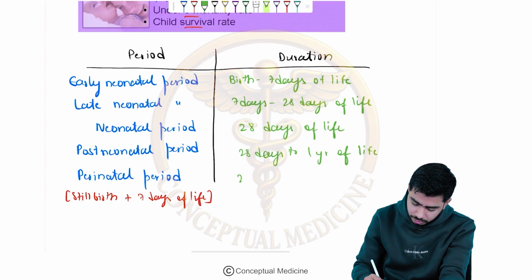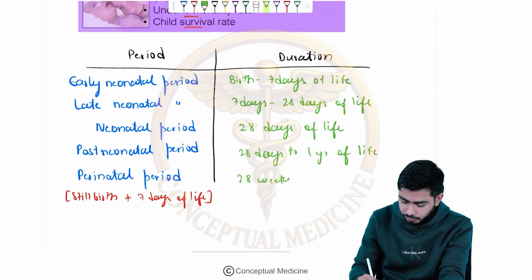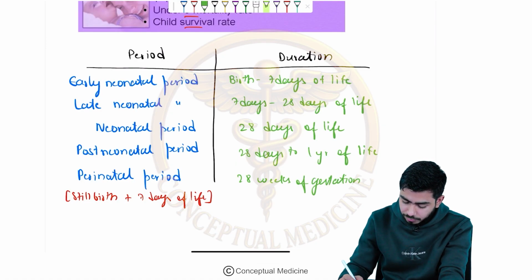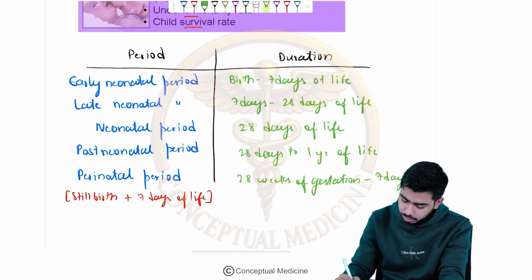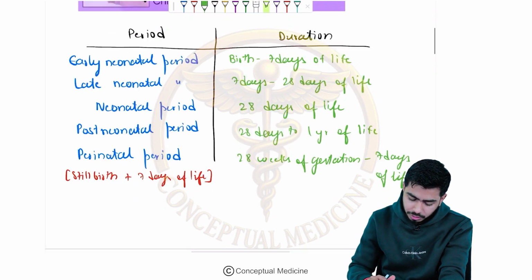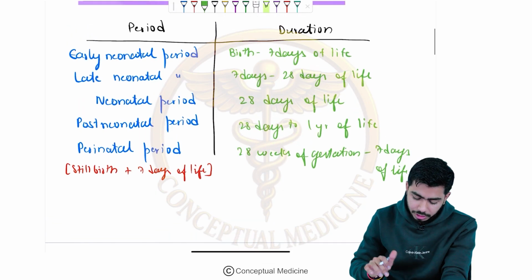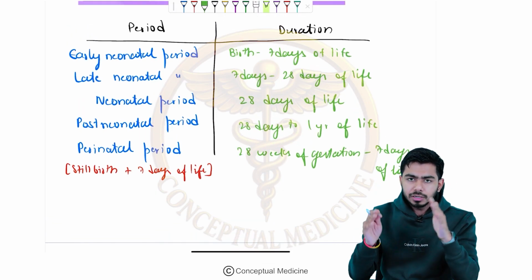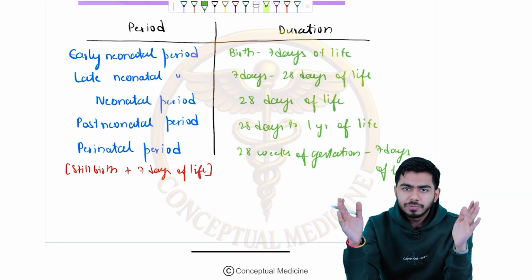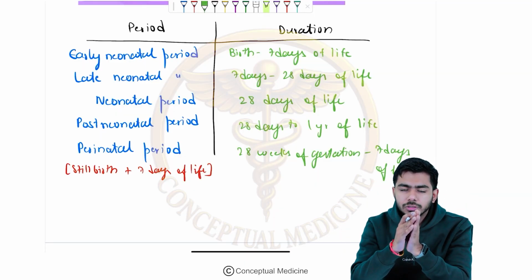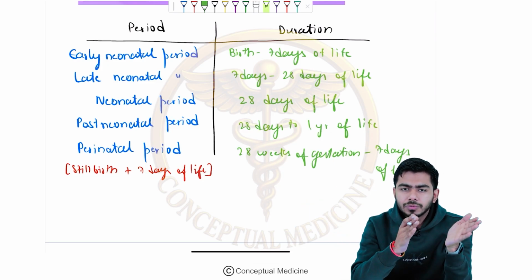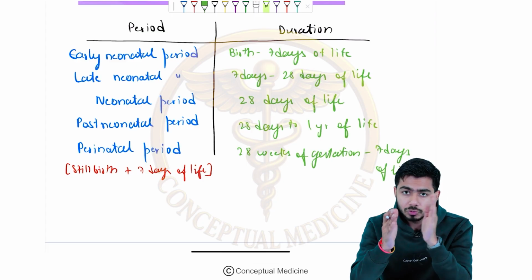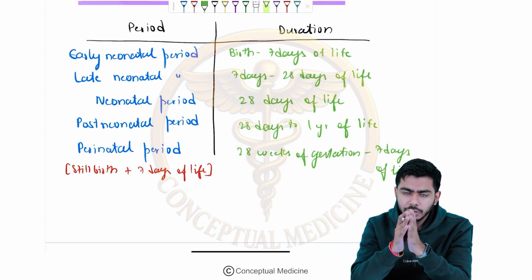So from 28 weeks of gestation to 7 days of life, the perinatal period. I hope everything is clear till now. So once again, guys: early neonatal period, late neonatal period, then the neonatal period, 28 days. Then the post-neonatal period, after 28 days to 1 year of life, and then the perinatal period, from 28 weeks of gestation to the early neonatal period, that is 7 days of life.